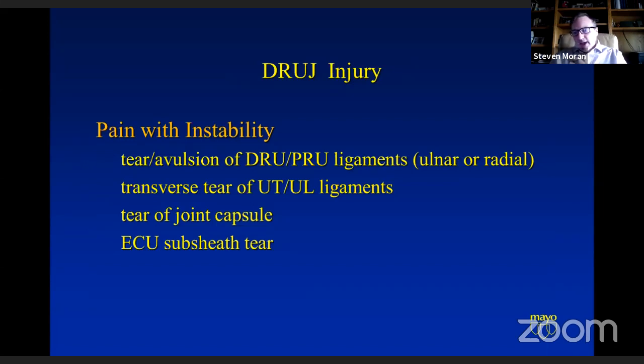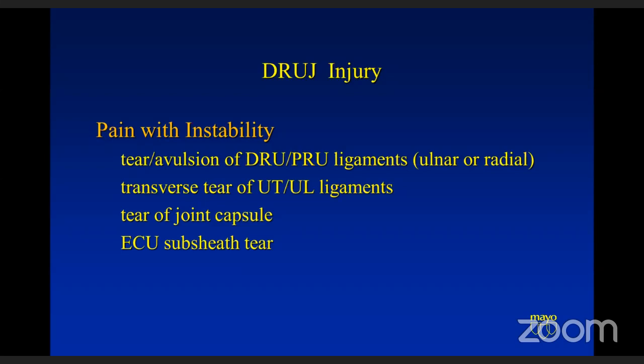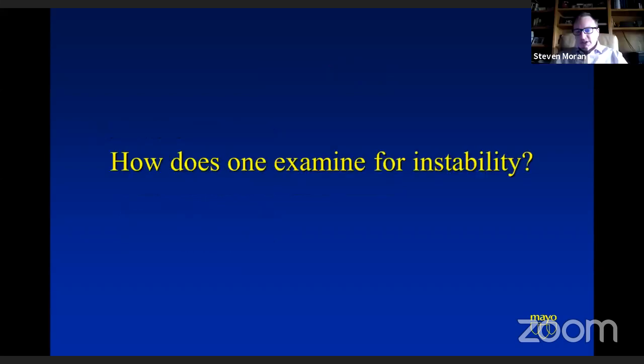The next category would be DRUJ injuries with pain and instability. Ninety percent of these are going to be tears of the periphery of the TFCC and injuries to the palmar or dorsal radial ulnar ligaments. However, it can also be a tear of the joint capsule, or it can be a tear of the ECU sub instability. That's always one of the questions. I think here it is surgery.